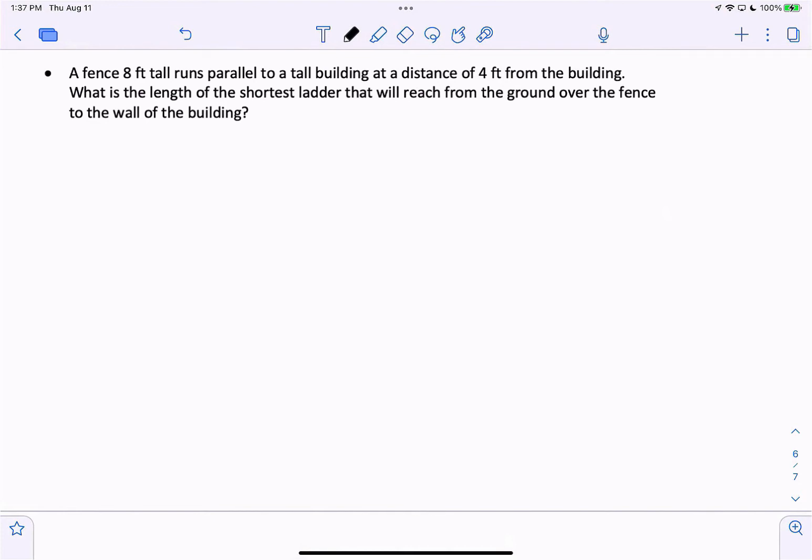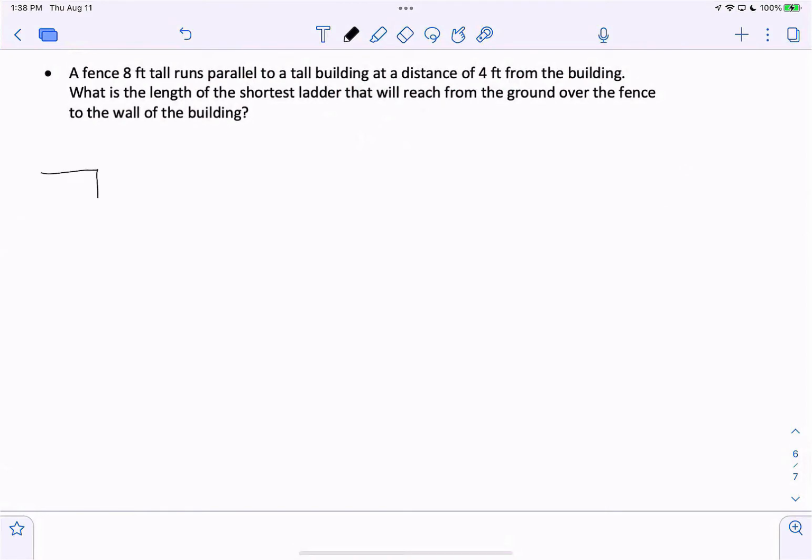In our last example for this series of videos, we have a situation that's pretty different from the rest of them. A fence 8 feet tall runs parallel to a tall building at a distance of 4 feet from the building. We're going to be putting a ladder over the wall, but let's start by drawing the situation.